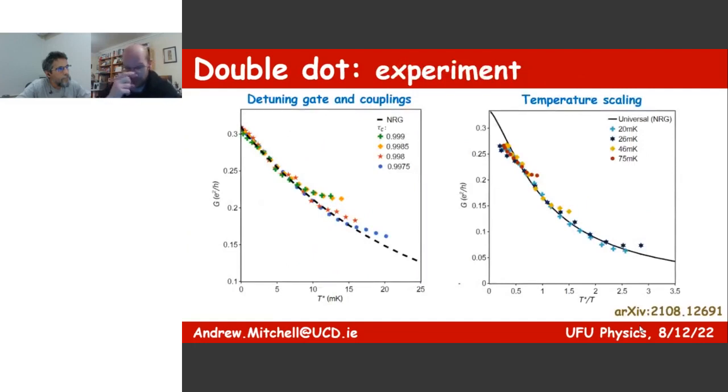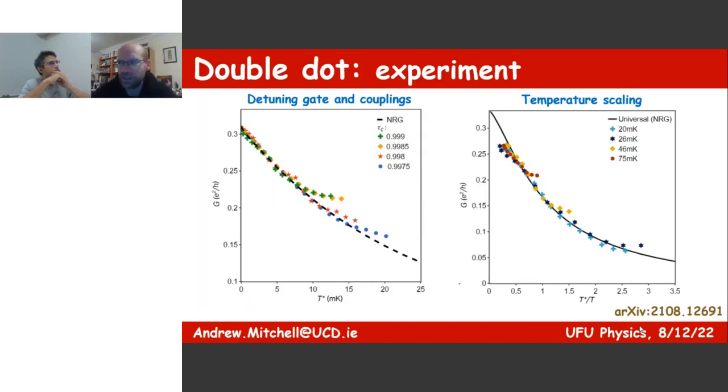And so we are able to show from the experimental data this scaling collapse as we move away from the triple point, causing the conductance to reduce in this characteristic universal way. We're able to show that for different combinations of temperatures and different combinations of tunnelings at the QPCs, these fall onto the universal theory curve. So this gives us hope that this device really is simulating this fundamental quantum impurity model.